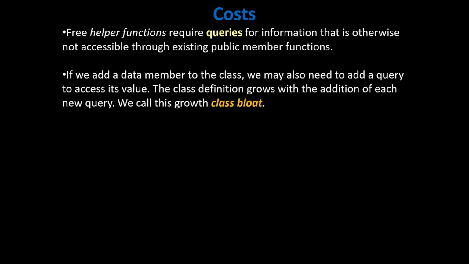If we need to add a data member to the class, we may also need to add a query to access its value. The class definition grows with the addition of each new query, and we call this growth class bloat. Okay, so as we do this, we end up needing more queries, which makes our class definitions become fatter and fatter, and we don't want to necessarily always have that happen. So there is a way to actually offset this class bloat, and this is by introducing something called a friend. Okay, so to offset this bloat, we introduce friendship.